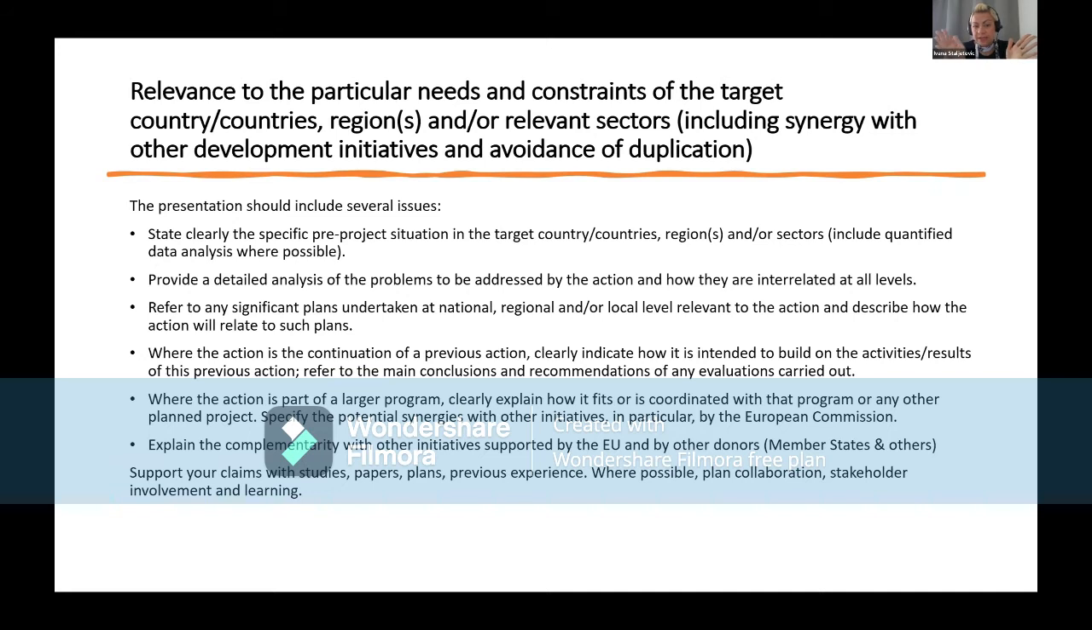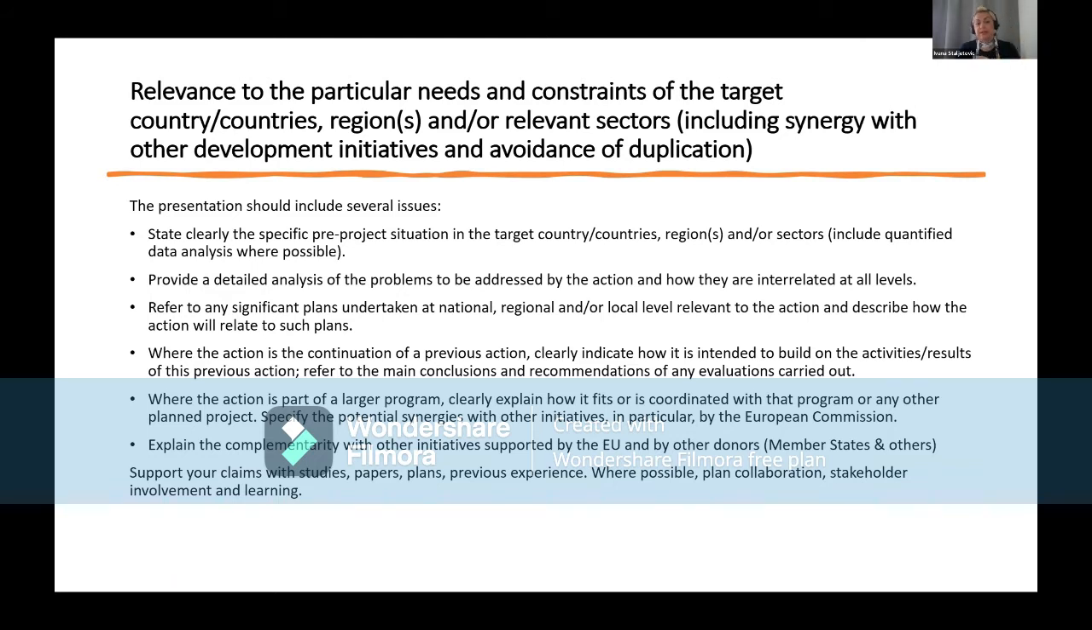Where your action is part of some larger program, you should clearly explain how it fits or how it is coordinated with that other program or any other planned project. So you need to show that you're aware what is happening in the field, be it the target country, the region, or your sector. You need to be aware if there is any previous or ongoing initiative, or a larger program to which you could contribute, and you should explain how your action fits and how you will coordinate your action with these other programs or projects.